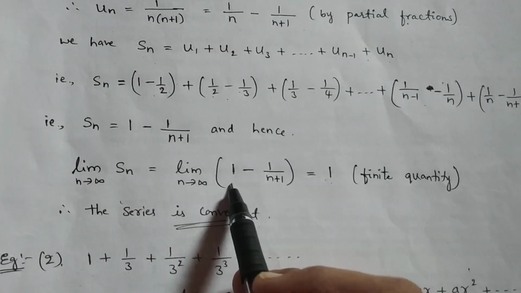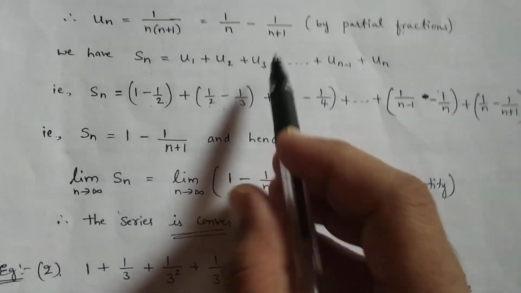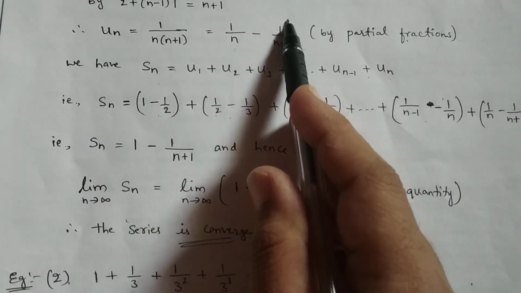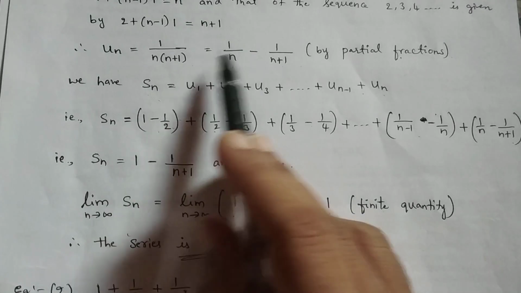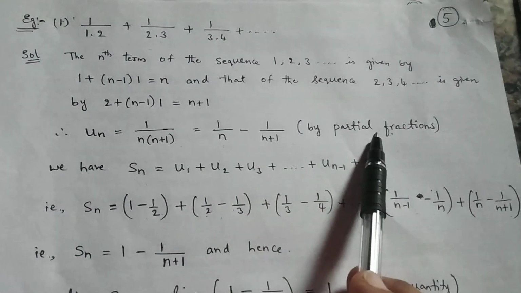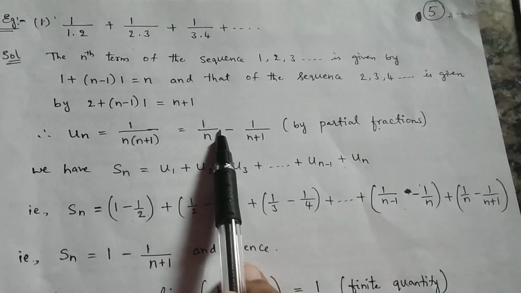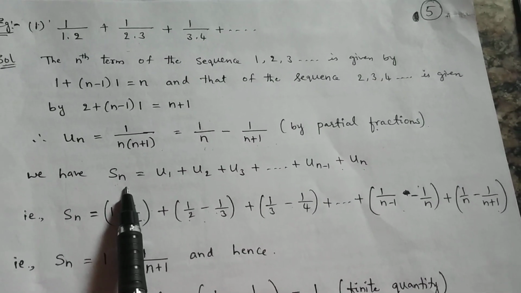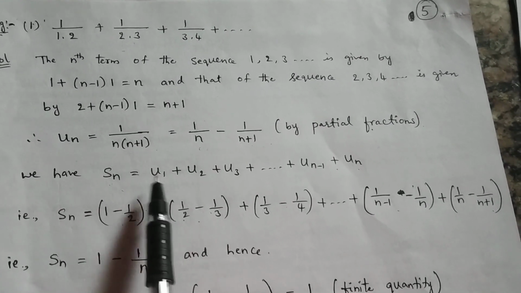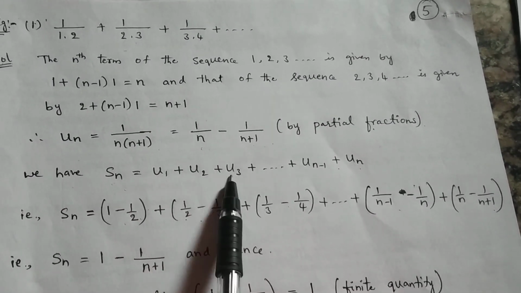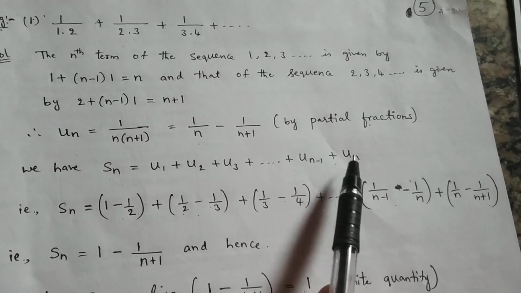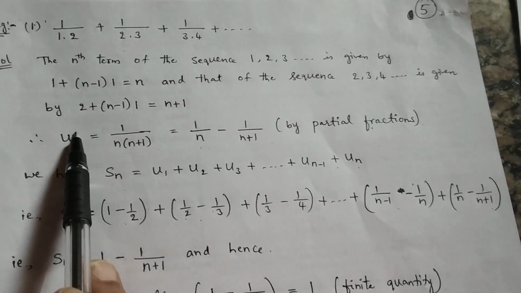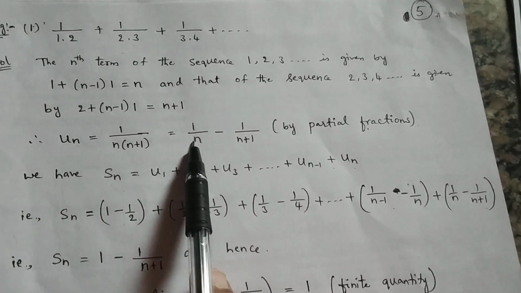That is 1 divided by n into n plus 1 equals 1 by n minus 1 by n plus 1. This expansion we have to do by the known method called the partial fraction method. Yes, after applying partial fractions, now let us find the sum of the first n terms, that is u1 plus u2 plus u3 and so on up to un. u1, what is u1? In un, put n is equal to 1.